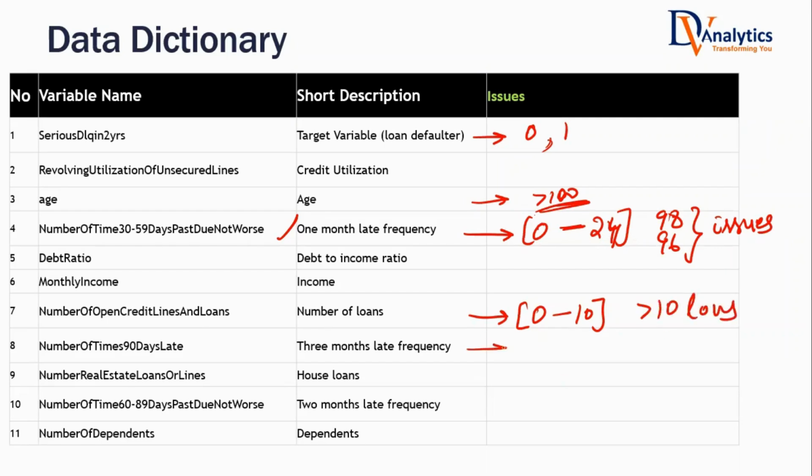Number of 3-month late frequency. What is the range? Sir, 0 to 24. Are there any issues? Yes, sir. 98 and 96. The same 98, 96, same issue here as well.